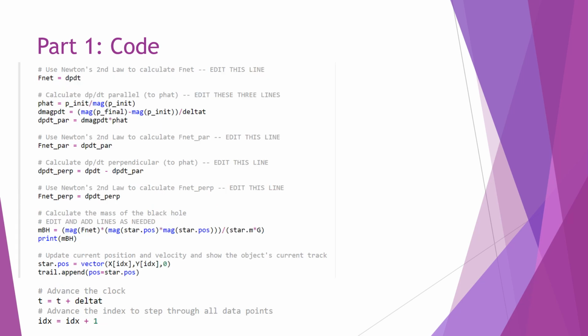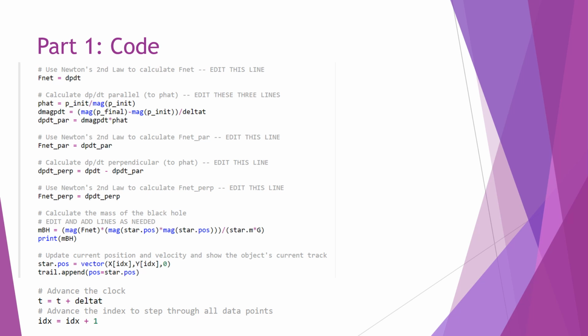For the calculation of the mass of the black hole, I first related dp dt to F net based on the momentum principle. I then calculated the parallel component of the change in momentum by taking the magnitude of the final momentum and subtracting the magnitude of the initial momentum from it, dividing the result by delta t. I then multiplied this result by the unit vector and related its value to the parallel component of F net. To find the perpendicular component of F net, I subtracted F parallel from the total F net.